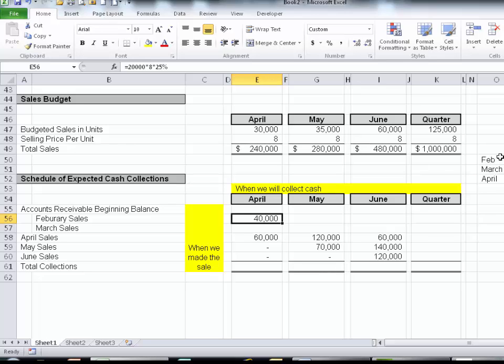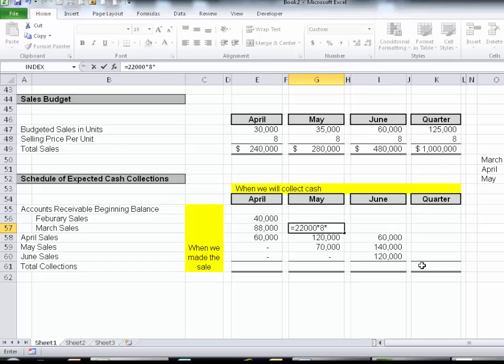Well, March sales would have been collected over the course of March, April, and May. So we don't need to worry about the March sales collected in March, but we do need to worry about the March sales collected in April. We know that we had March sales of 22,000 times $8 times 50%. And we also collected some of March's sales in May, 22,000 units, times $8 times 25% this time.